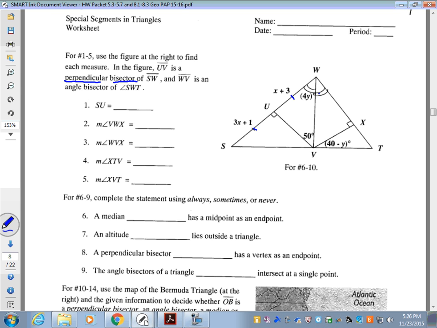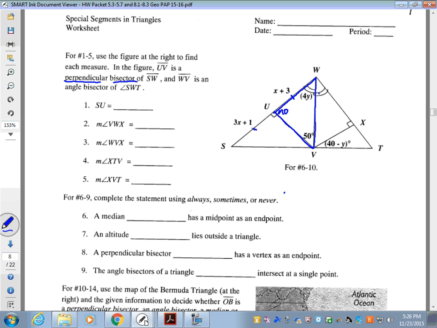Now, to find your SU, you're going to have to obviously set them equal to each other and then solve. To find your Y here, if I know that this side is 90, notice that we have a triangle here. Remember, the remaining two acute angles are complementary. You know this is 50, so that would help us to find that Y there. And then once we know Y, we can just plug it in and solve for XVT. So we're going to have to find X, find Y, and then plug it in.